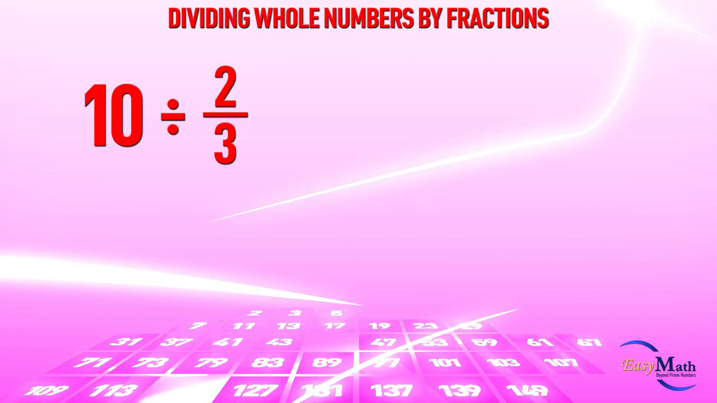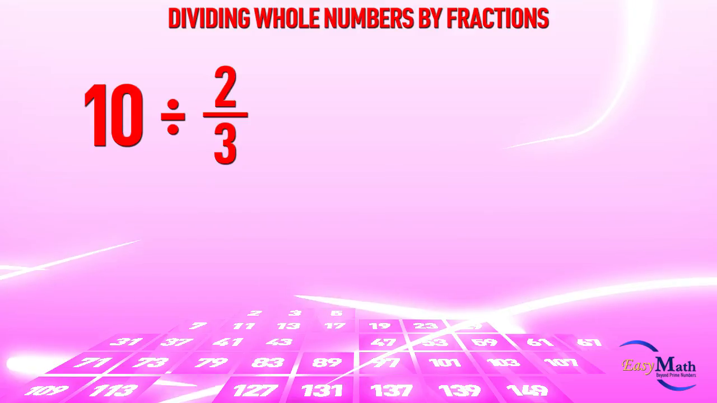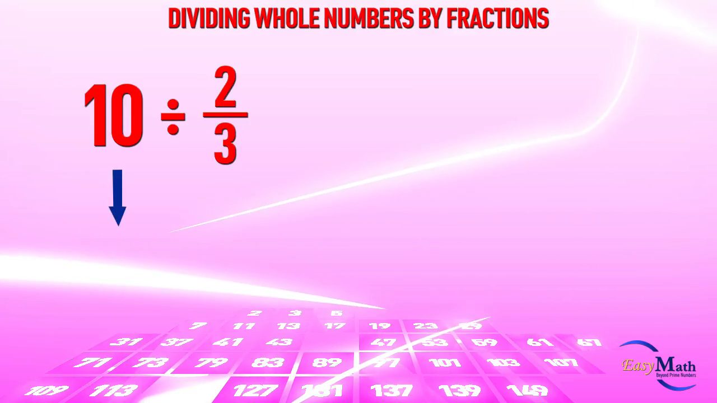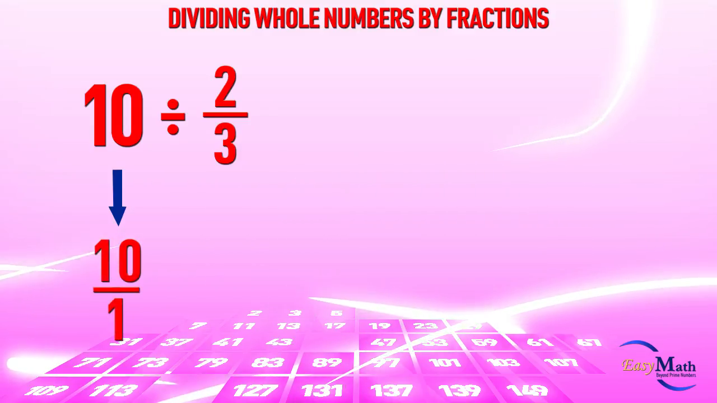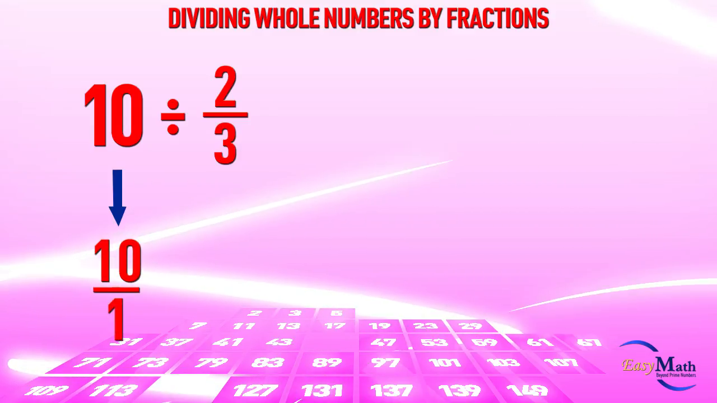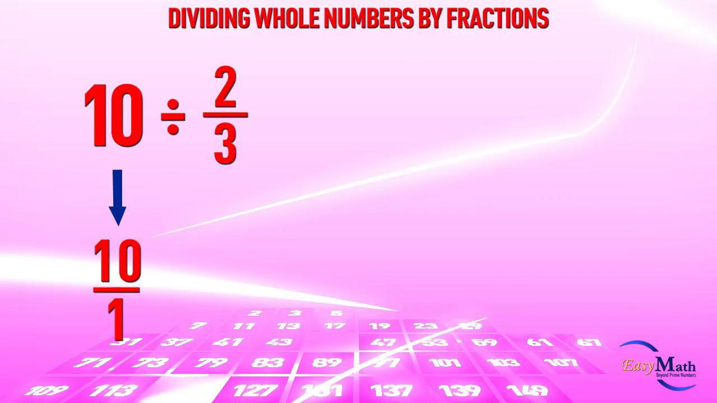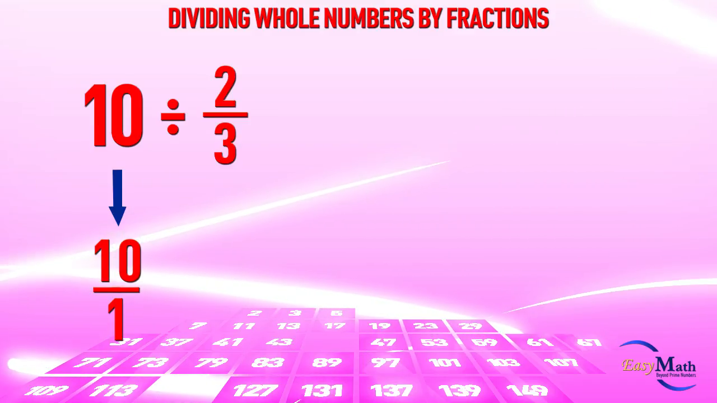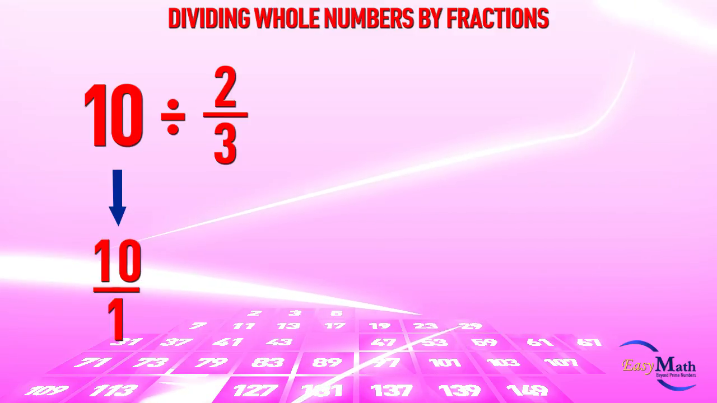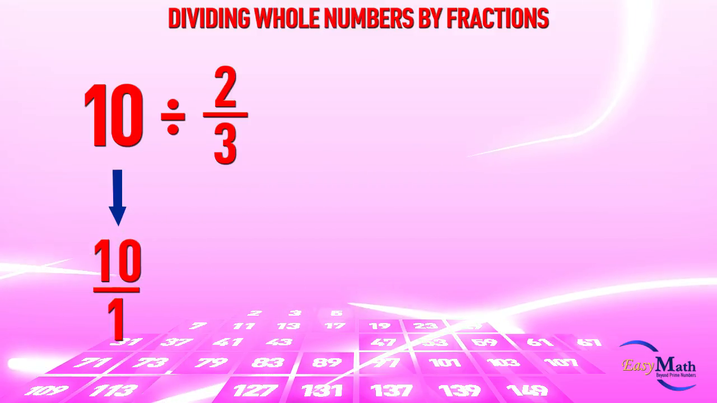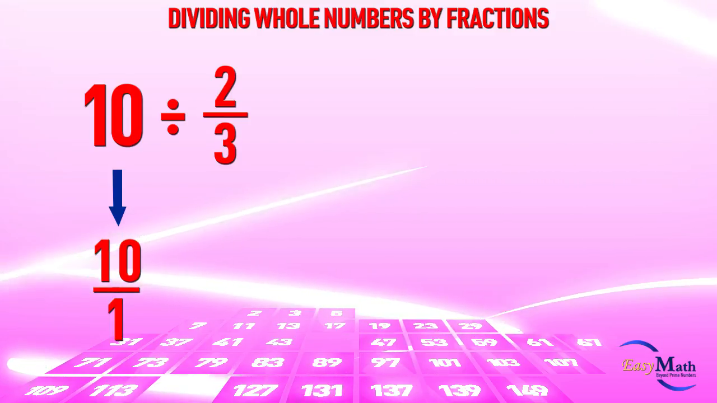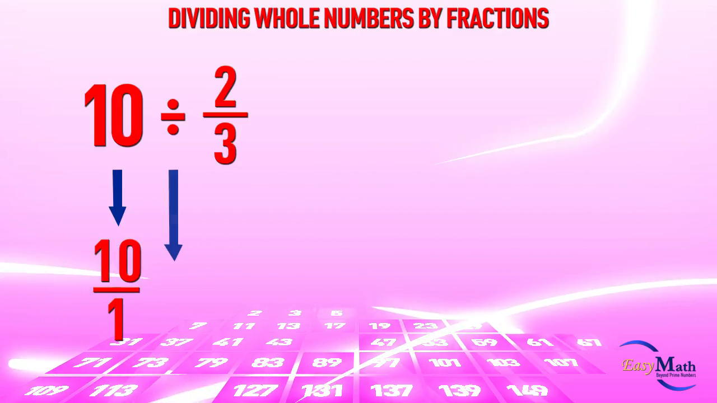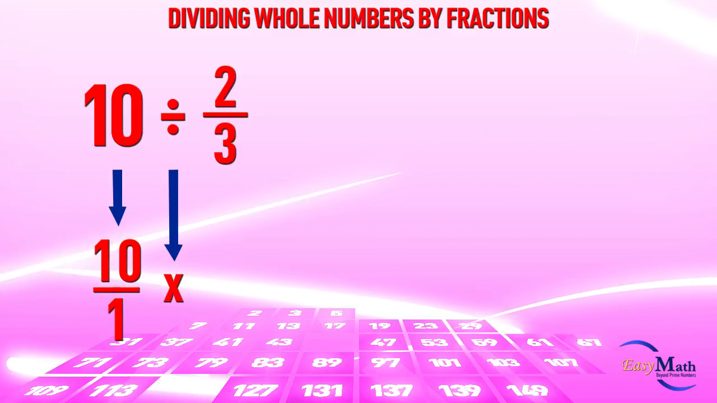Well, just like multiplication, what we first want to do is convert everything here into fractions. So the 10 is very easy. We just turn that into an improper fraction by putting it over 1. Now, instead of dividing, we're going to do something different. Early on, when we were learning about division and multiplication, we learned that the opposite of division is multiplication. So we're going to multiply. So we're going to change that division symbol to a multiplication symbol.